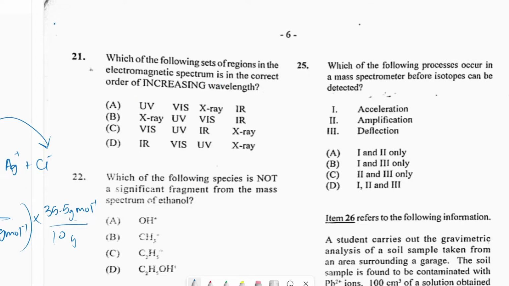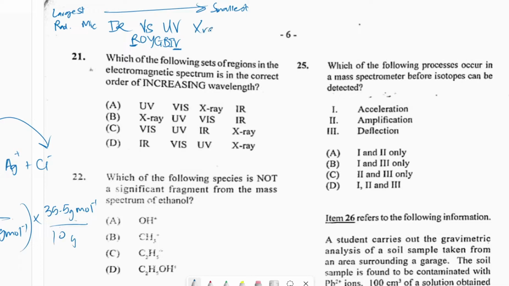21. Which of the following sets of regions in the electromagnetic spectrum is in the correct order of increasing wavelength? You have radio waves, microwaves, and this is largest wavelength to smallest. I know them in this order. Microwaves, IR, just before visible light, then UV, ultraviolet, because infrared literally means below red. Fun fact, for visible light you have Roy G Biv for the rainbow, so red is here and violet is here. Ultra means above, so ultraviolet means above violet, literally after violet. So that's how I remember it. Then you have X-rays, then gamma.